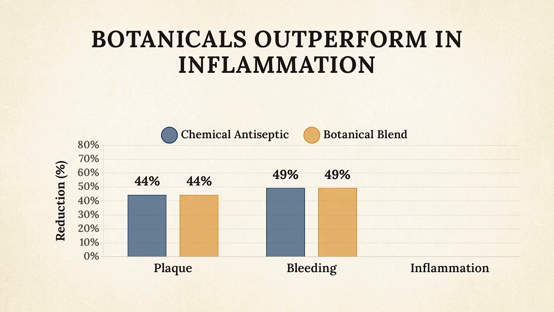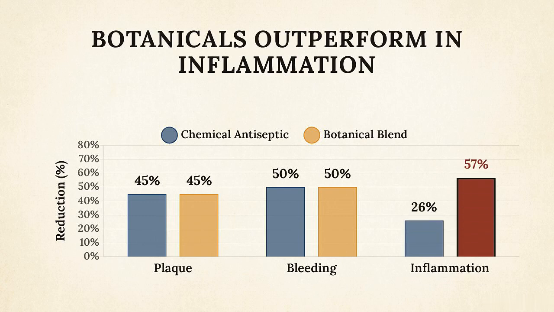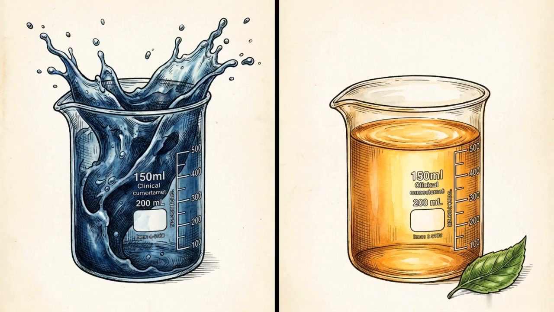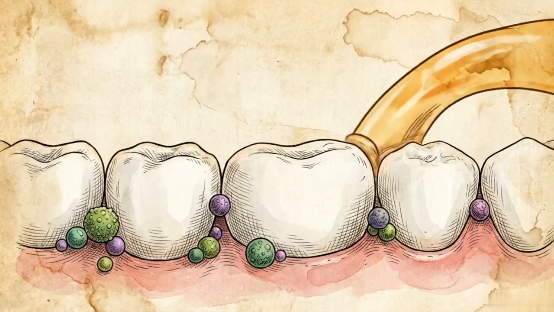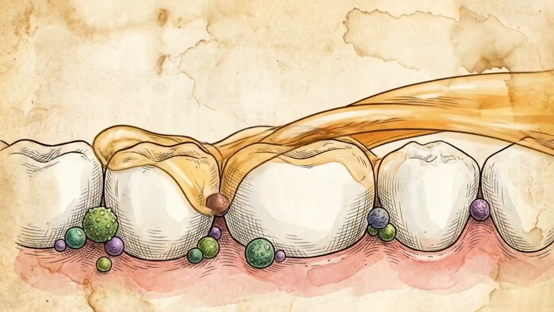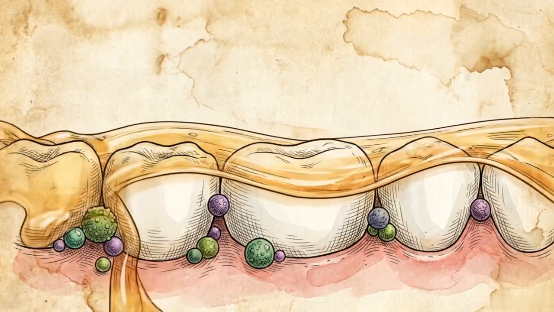For plaque and bleeding reduction, the bars rise together, matching efficacy. But when measuring gingival inflammation, the botanical blend distinctly outperformed the chemical alternative. Because these specific botanicals minimize side effects and preserve the microbiome, they provide a scientifically supported alternative to harsh chemical agents. Using this research, we can employ oral health protocols engineered to curate rather than clear-cut the oral environment.